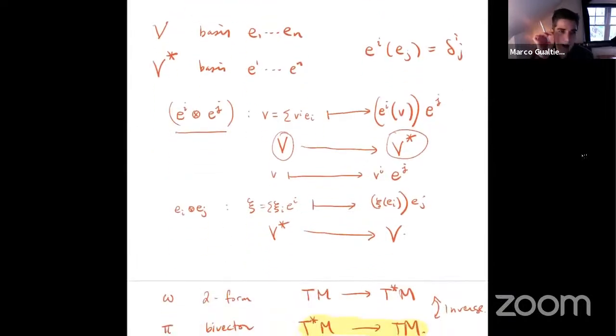It's a map at every point of the manifold. At every point, there's a tangent space, which is a finite dimensional vector space, and there's a dual of that vector space. And the map that I'm talking about is between the tangent and the cotangent space at each point.